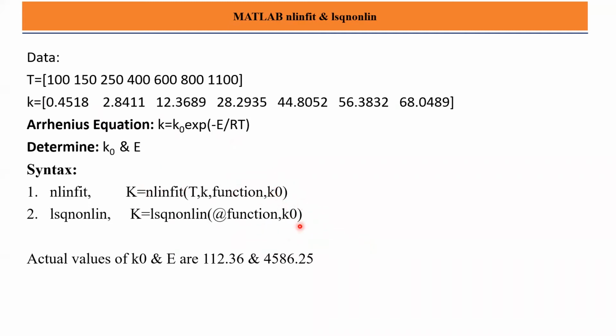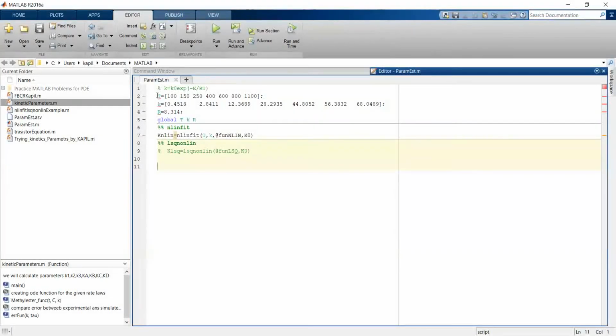Let us now go to MATLAB and find out the values of k naught and e and check these values with the actual values, as k naught should be 112.36 and e value should be 4586. I have the script file in which I have written the values of t, k and r, and I have globalized these values so that I will not have to write them again and again in the functions that we need for nlinfit and lsqnonlin. Let us first write the function for nlinfit, that is fun nlin.